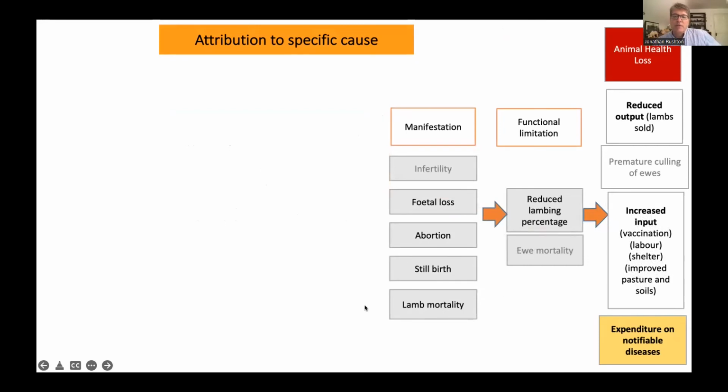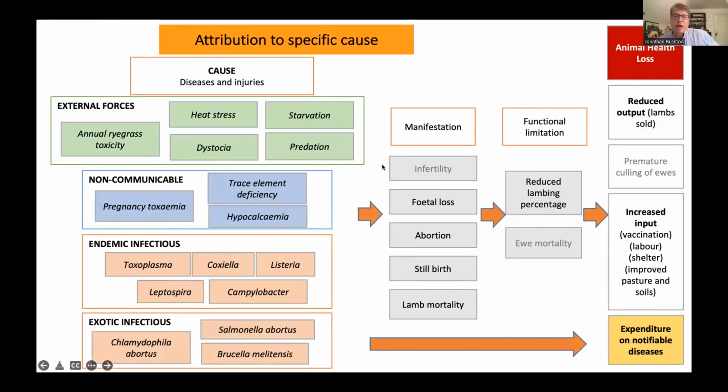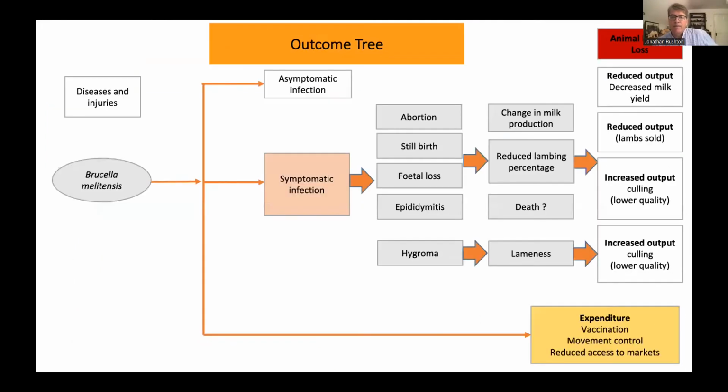Well, it's a range of different things. It could be fetal loss, abortion, stillbirth, lamb mortality itself. And the causes of that can be broken down into certain clusters of different things. It could be external forces. What do we mean by that? It could be starvation. It might be predation. There might be non-communicable diseases that are actually causing issues here, which might be around, again, nutrition issues or possibly pregnancy toxemia. And then a range of things that could either be exotic or endemic infectious disease issues.